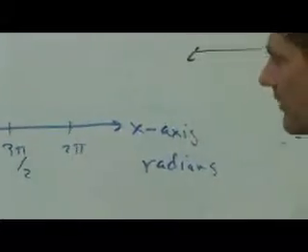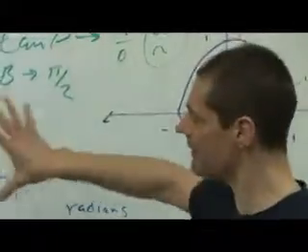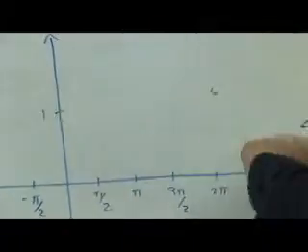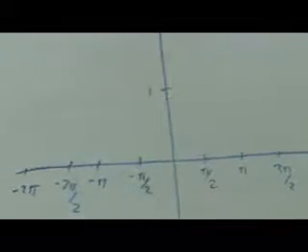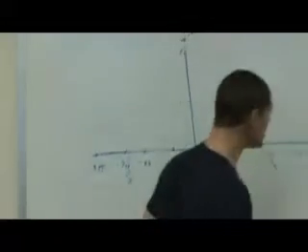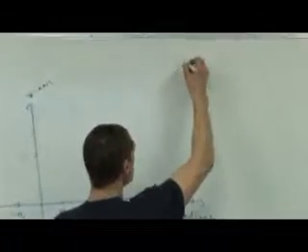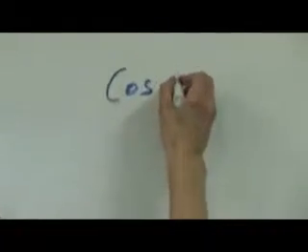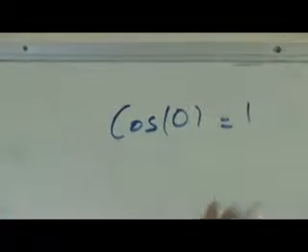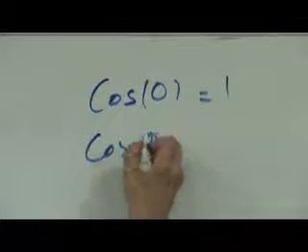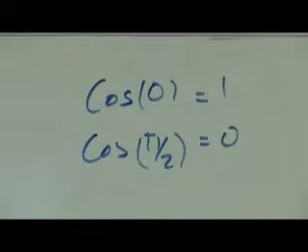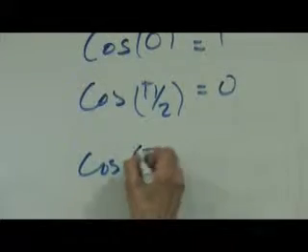You should be able to recreate these graphs reasonably soon, because it'll be very handy. There are certain values of sine and cosine that you just need to know. As a matter of fact, I'm going to put them up here. I hope you'll write them down. These things you just need to know: cosine of 0 is equal to 1. Cosine of pi over 2, which is 90 degrees, is equal to 0. Cosine of pi is equal to negative 1.